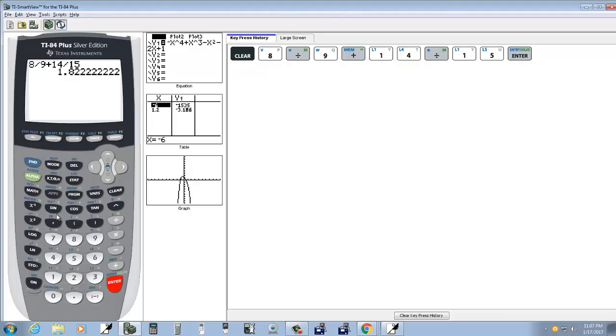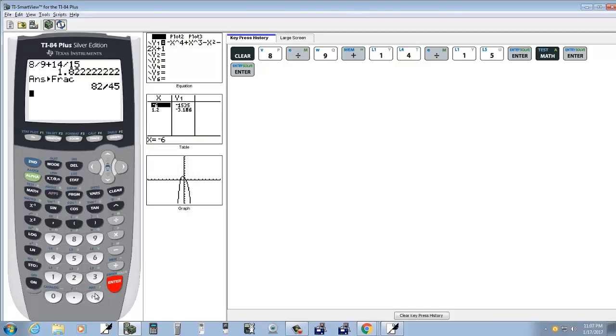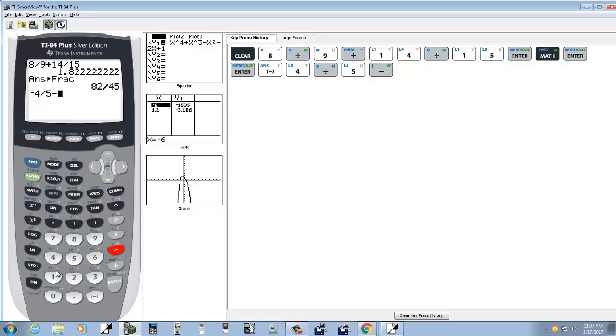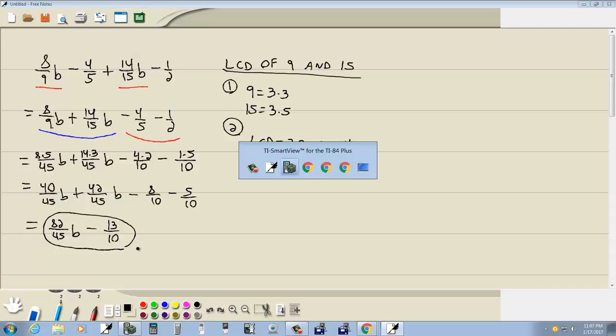Enter, and when you get a decimal, you do math, enter, enter. And that gives me 82 over 45, which is what I would have come up with down here. Now negative 4/5, negative 1/2. Negatives are on the very bottom row here. Negative 4 divided by 5 minus 1 divided by 2. Enter, we get a decimal, and we do math, enter, enter. And that gives us our negative 13 over 10.